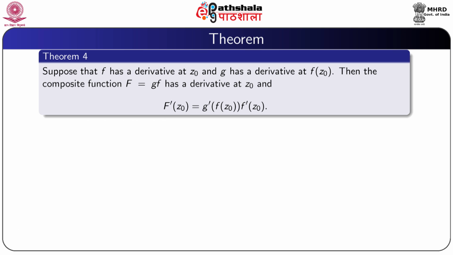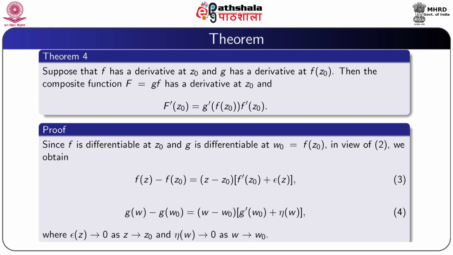So, now we prove another result. Suppose that f has a derivative at z0 and g be another function which has a derivative at f of z0, then the composite function capital F, which is equal to g composed with f, has a derivative at z0, and also capital F dash z0 is equal to g dash of f of z0 into f dash z0. So, we give proof of this result.